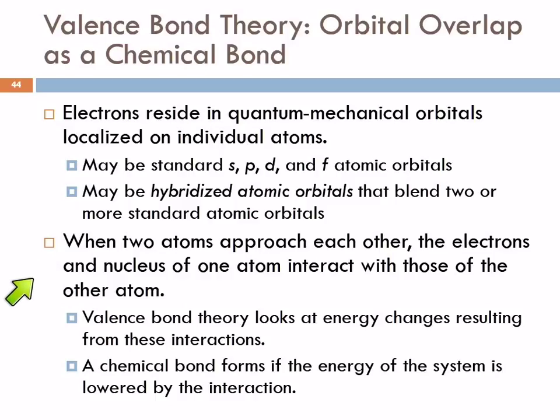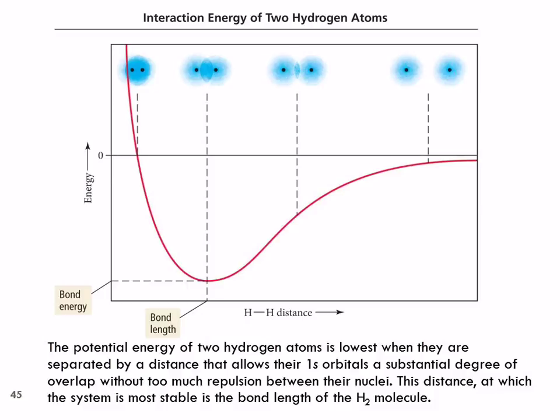So what happens is when two atoms approach each other, the electrons and nucleus of one atom are going to interact with the electrons and nucleus of the other atom. And valence bond theory examines what changes in terms of energy as these approach. A chemical bond will form if the energy of those two atoms is lowered by the interaction. If the energy goes up, they will be repelled and a bond will not form.